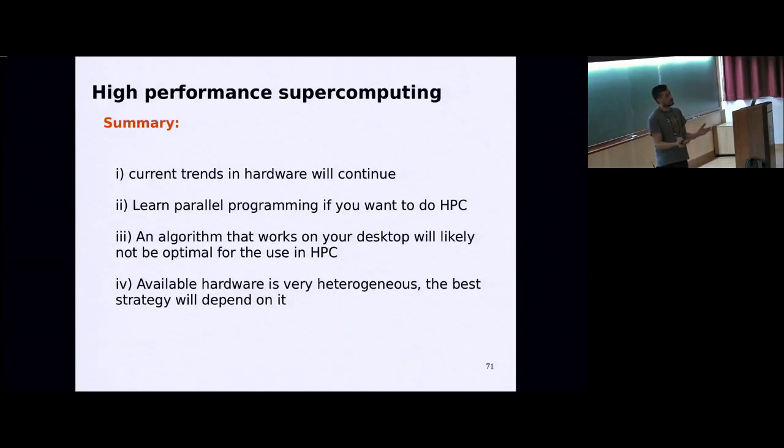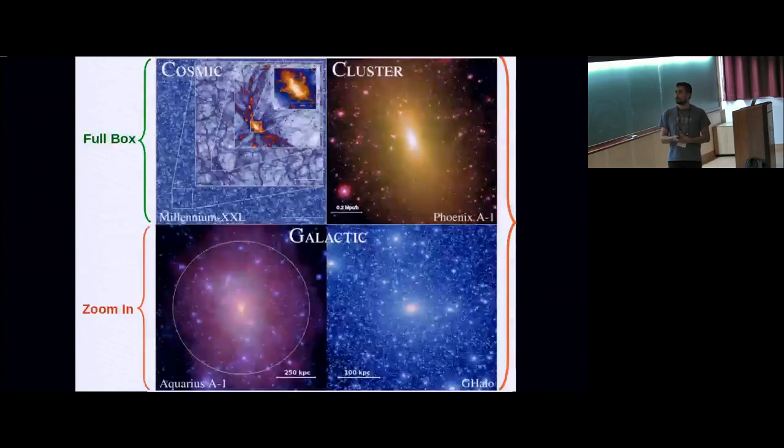And also, it's very important to realize that an algorithm and a code that works on your laptop most likely will not work on a supercomputer, and actually what works on a small number of cores most likely will not work on a large number of CPUs. So you have to be aware of it, and you also need to know about your hardware, because the best strategy for parallelization always depends on the hardware that is available. So if you're interested in these things, I think these are some points to keep in mind.